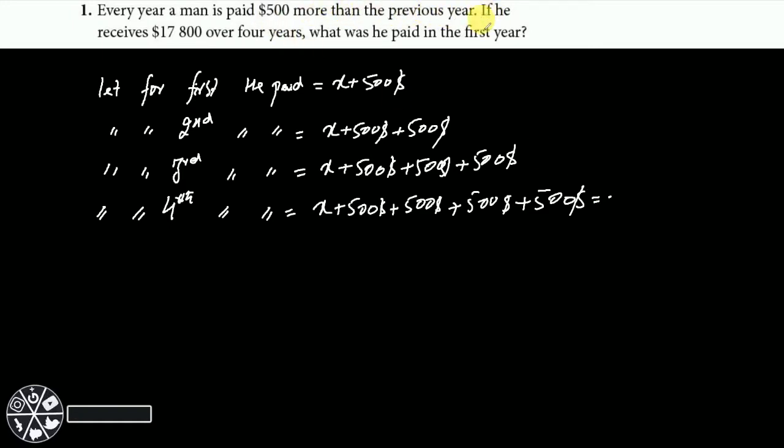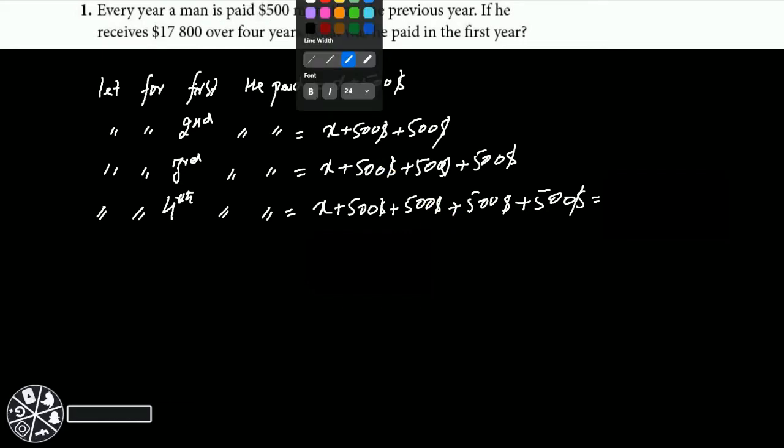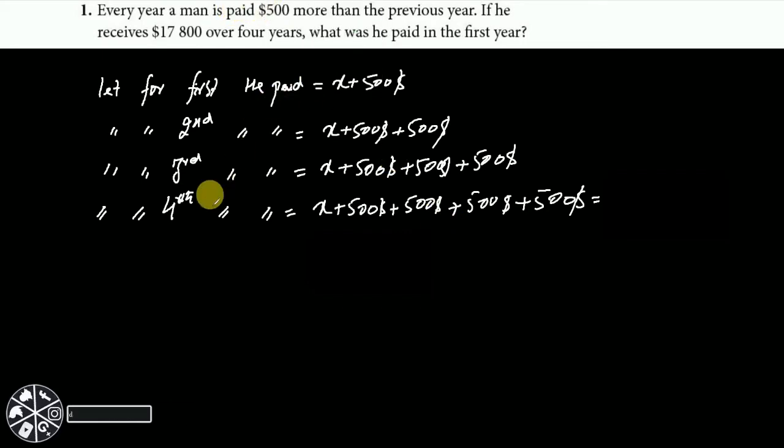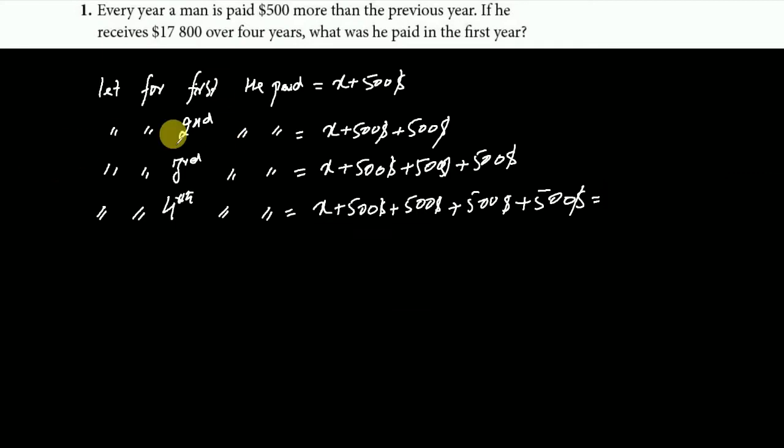more than previous year. If he received $17,800 over 4 years, so for first year we have X plus 500, for second year we have this, for third year we have this, for fourth year we have this. So this is not equal to that, this is only for fourth year. Total he received 17,800 for 4 years. So you will add all these and that will be equal to 17,800.